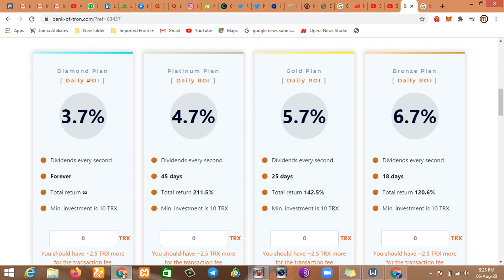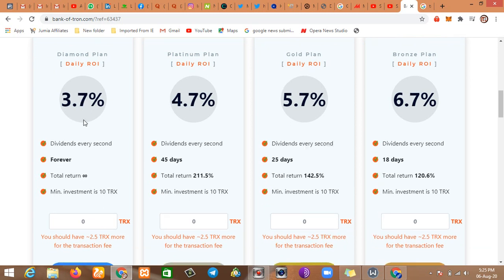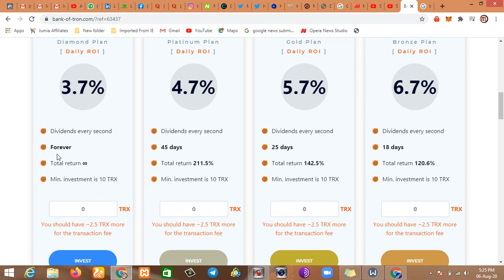They run on daily ROI, okay, daily return on investment. So this percentage means you are going to get this percentage daily on your invested capital. So dividends every second are forever. Total return is infinity. The minimum investment is 10 TRX, okay. You are going to need 10 TRX to invest into that, and 10 TRX is about $490.